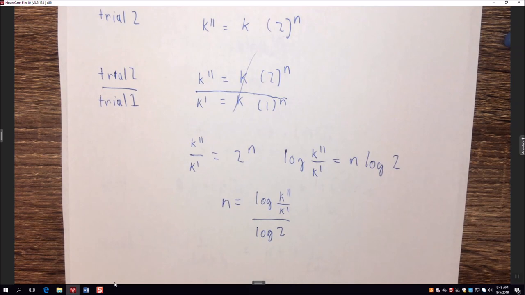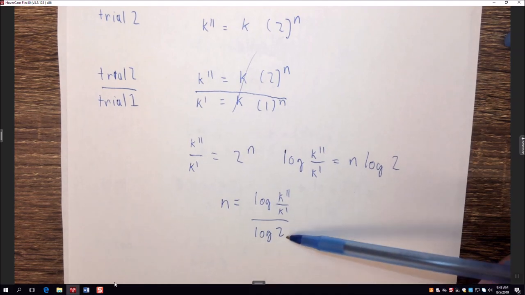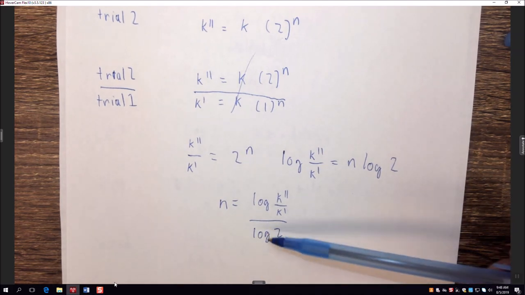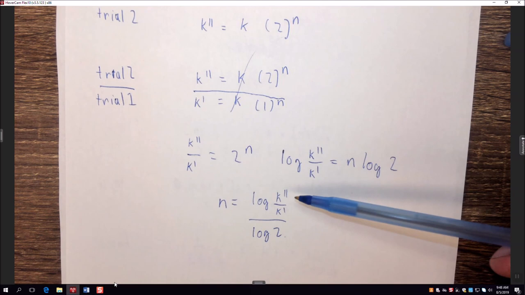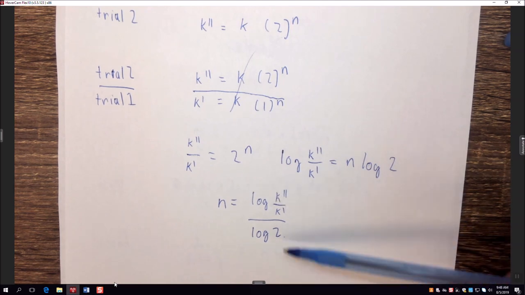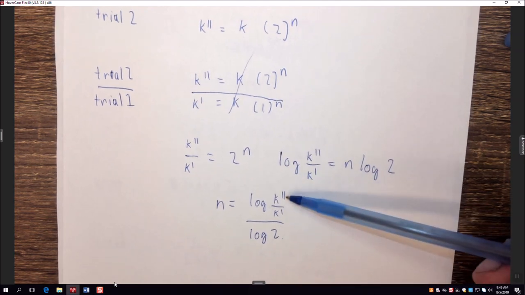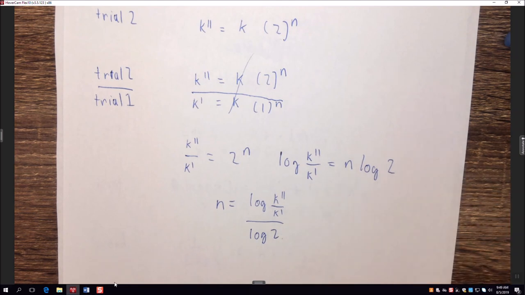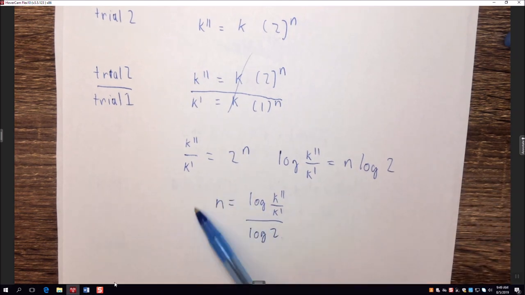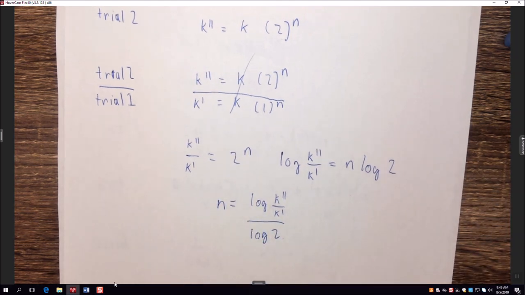Now, we're always going to compare to trial 1, and you're going to do 4 trials. So sometimes it'll be log 3, and sometimes it'll be log 4. So if you're comparing K prime to K prime prime prime with 3 primes, it'll be log 3. And if you're comparing it to the fourth one, it'll be log of 4. But that'll change. But this gives us an equation with which to solve for N.